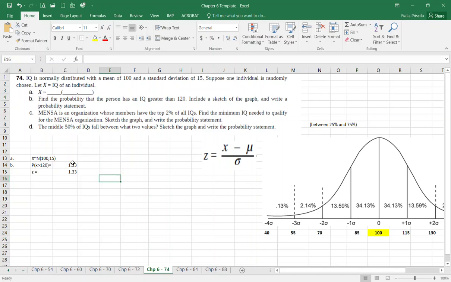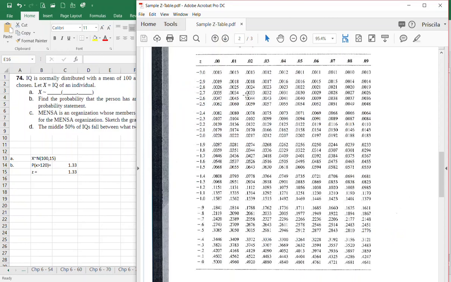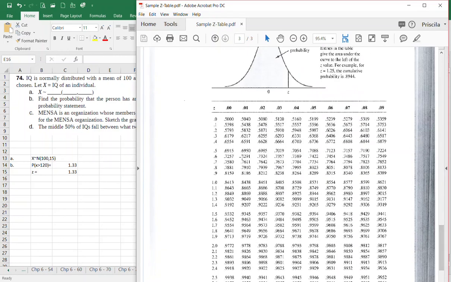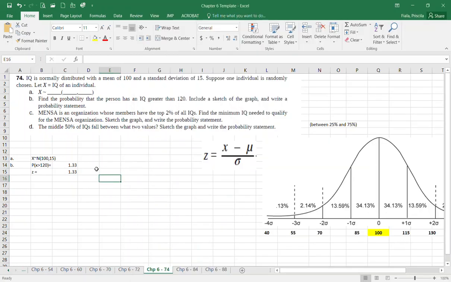So now what are we going to do? We're going to go to our table, and we're going to look for a value of positive 1.33. So we look at z 1.3, and now we look for the column 0.03, because we're combining these two, not adding, and you're going to find 0.9082. So my z at 1.33 is 0.9082. And then you would tell me, okay, I'm done.